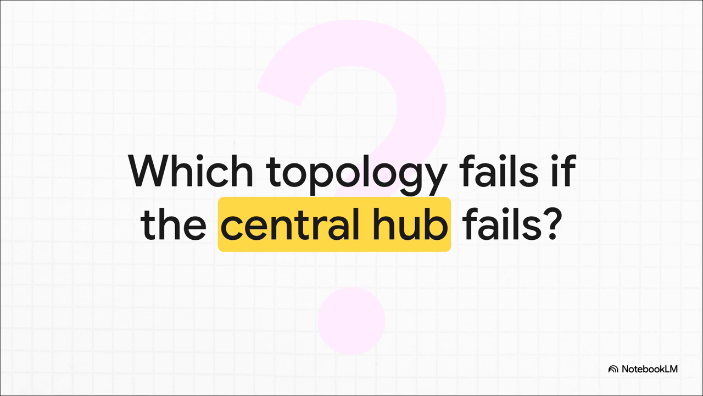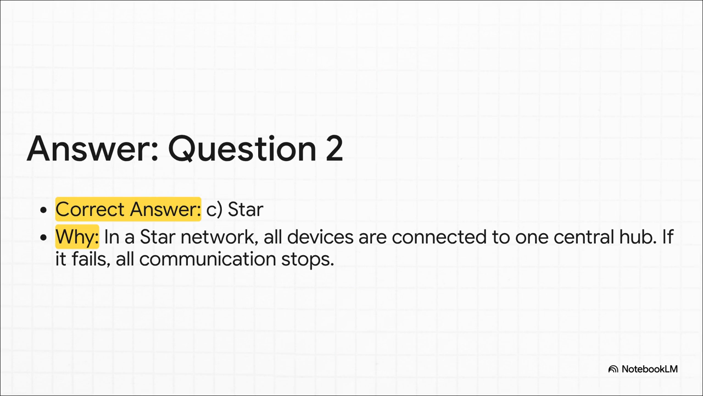For this next question, I want you to think back to those network layouts we discussed. Which one of them has that single central point of failure that can crash the entire network? And the answer is C, star. Remember, in a star network, everything connects to that one central hub. So if that hub goes down, the whole network goes with it.